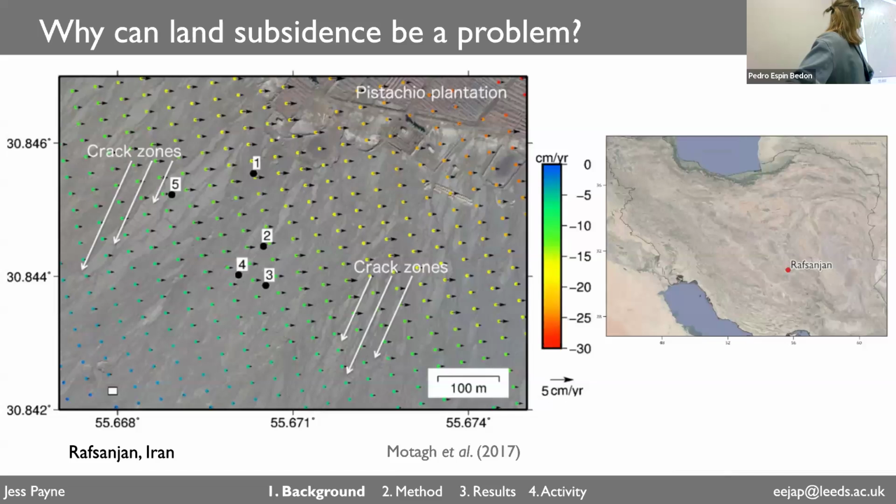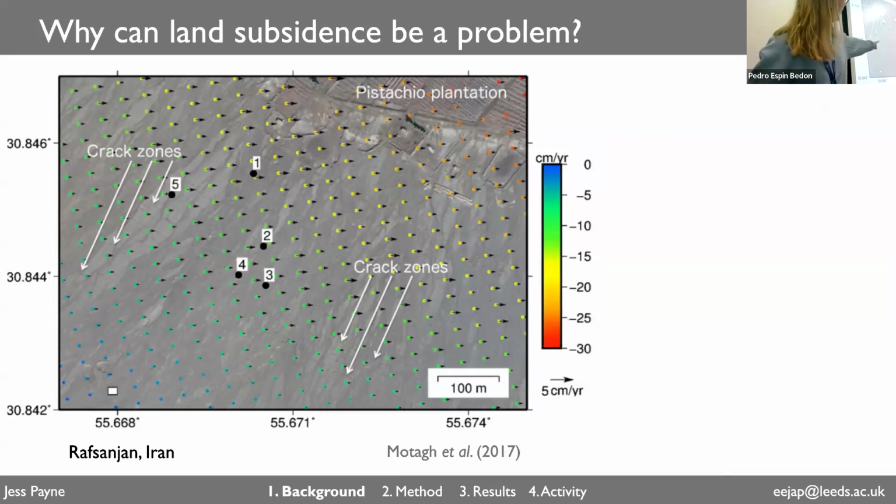Down here in the southwest, you can see it's quite stable, there's no ground motion, but in the northeast, the land surface is moving down quite fast, so 30 centimeters a year. That means there's a really, really steep gradient of velocity going diagonally across the scene. And you can see perpendicular to that gradient, we have these cuts on both sides. You might be able to see them here, but they're pointed out by these arrows. And that's caused by the steep velocity gradient.